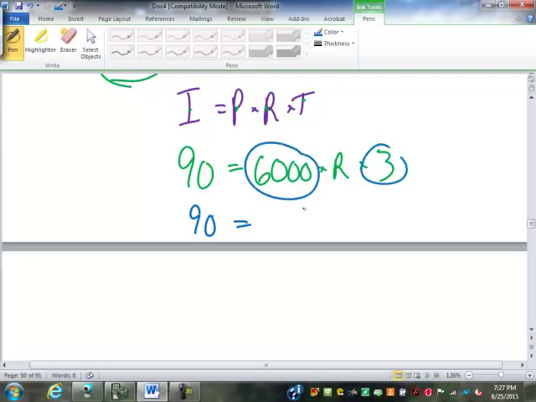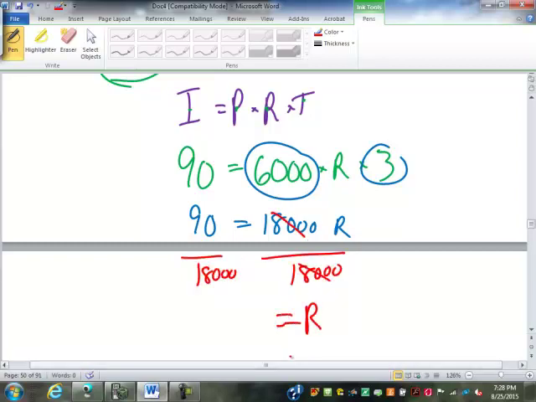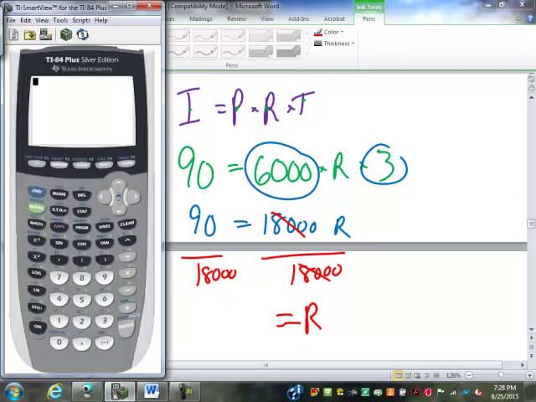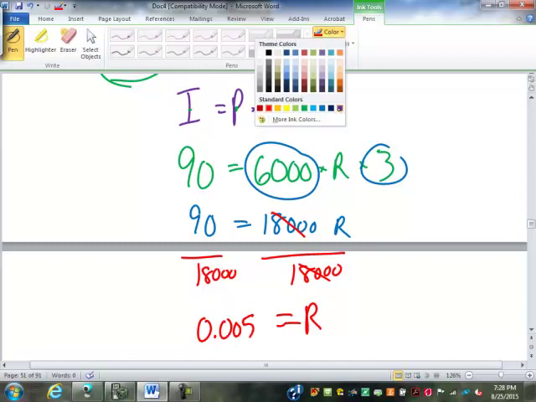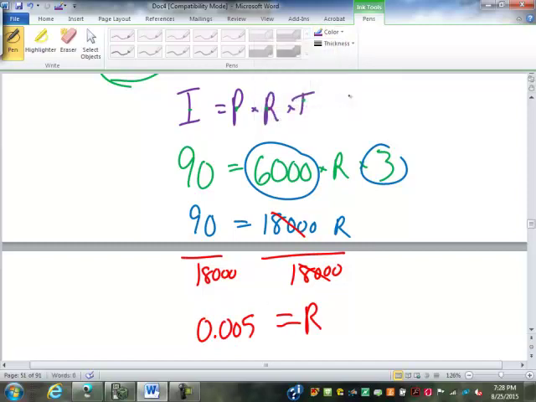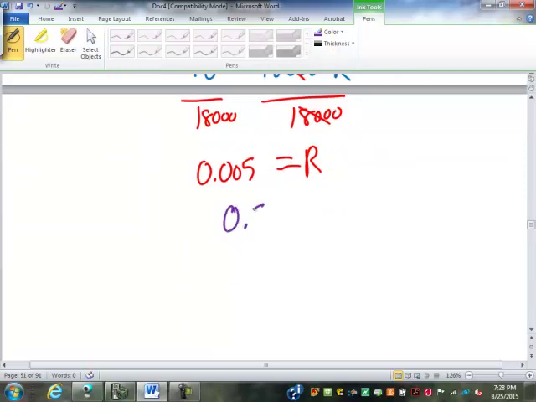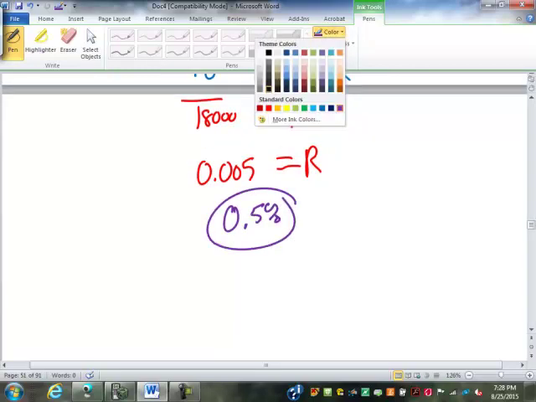So we're going to combine the 6,000 times the 3 to get 18,000. And from there, we'll divide by 18,000. So R is 0.005. If you left it at that, that wouldn't be incorrect. But if we wanted to convert that to a percent, it's 0.5%.